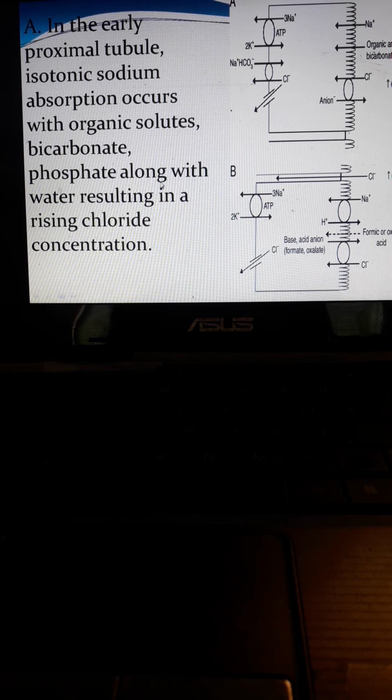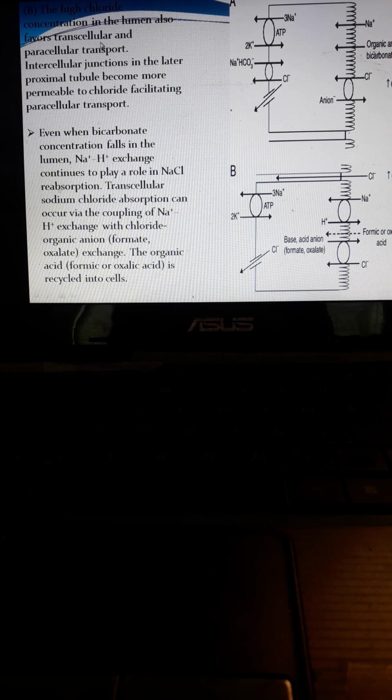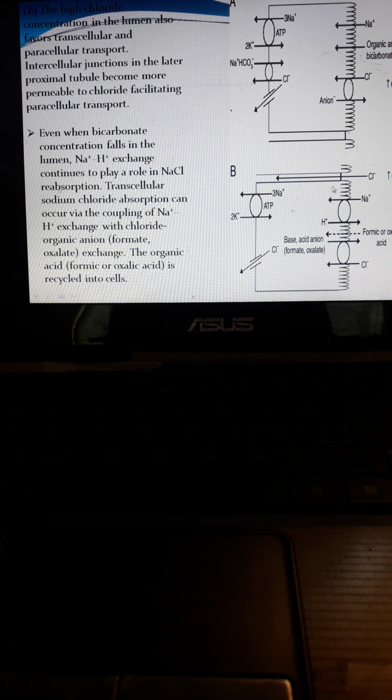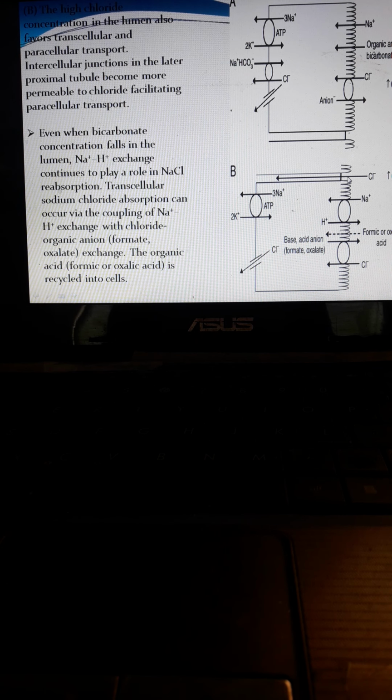Okay, so we go to letter B. In letter B, the high chloride concentration in the lumen also favors transcellular and paracellular transport. Mga baka transcellular o paracellular transport. So it is the transport between the junctions of two cells, or via the zona occludens. Okay? That is intercellular or paracellular transport. The later proximal tubule becomes more permeable to chloride, facilitating the paracellular transport. This is between two junctions or zona occludens.